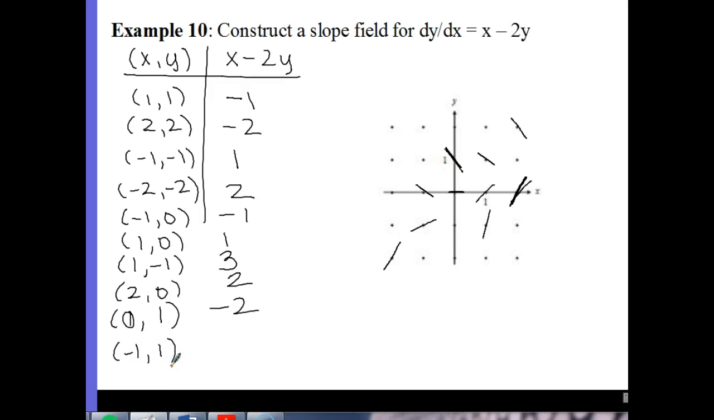Zero. What? Zero. -3. Whatever it is. -3. -1 minus 2 is -3. What are you noticing about these slopes? We're getting bigger. Yeah, so what do you think is going to happen when I plug in this one? -4.